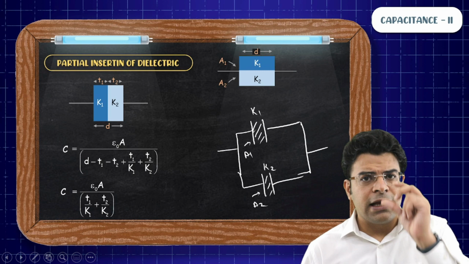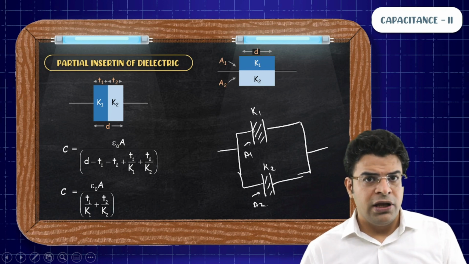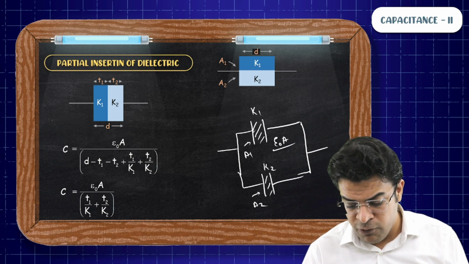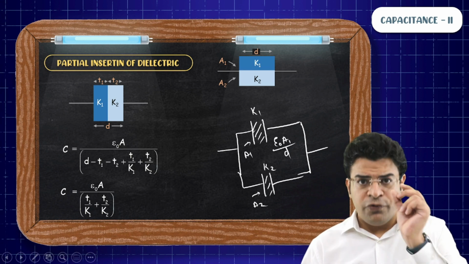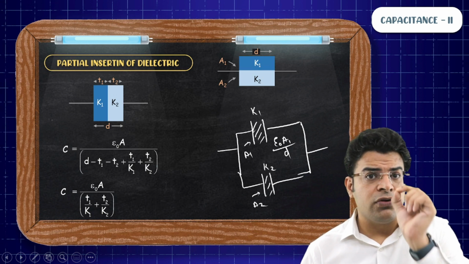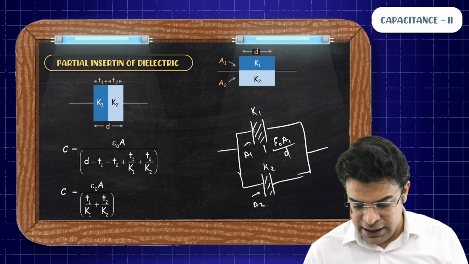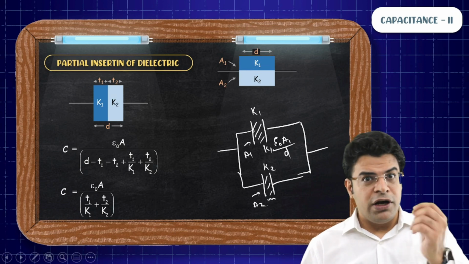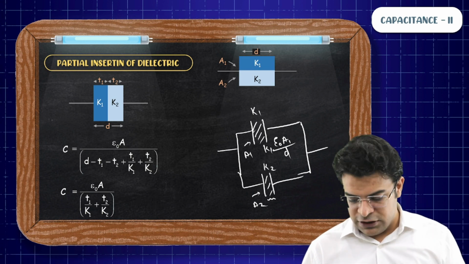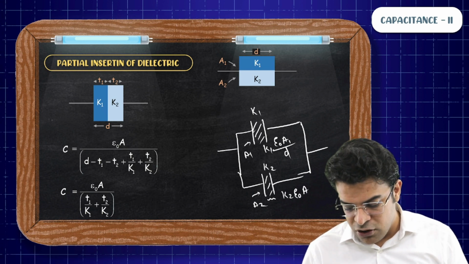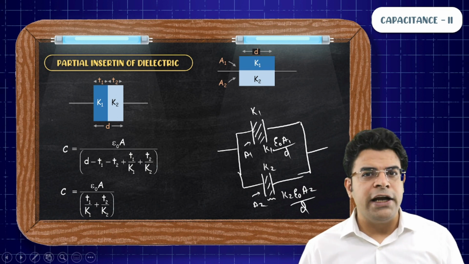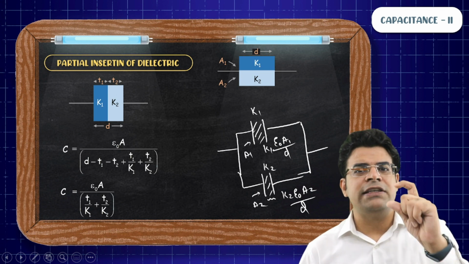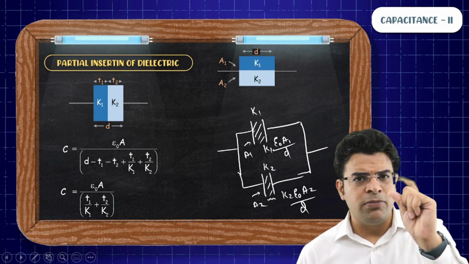And I know that the capacitance of this upper capacitor, if it was empty, would be epsilon naught A1 by D. But since you have filled it up with a medium of dielectric constant K1, its capacitance will be K1 epsilon naught A1 by D. And for this second capacitor filled with dielectric of dielectric constant K2, the capacitance will be K2 epsilon naught A2 by D. And how to find the overall capacitance? What do you do when you have got two capacitors C1 and C2 in parallel? The C equivalent is nothing but C1 plus C2.